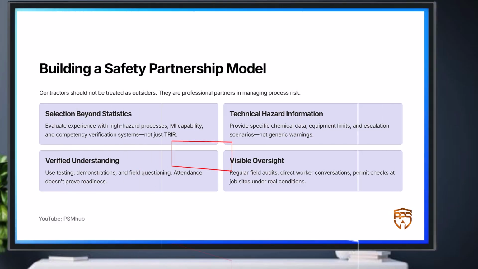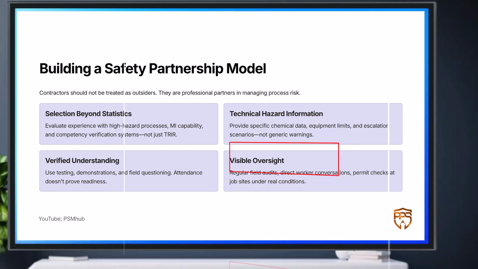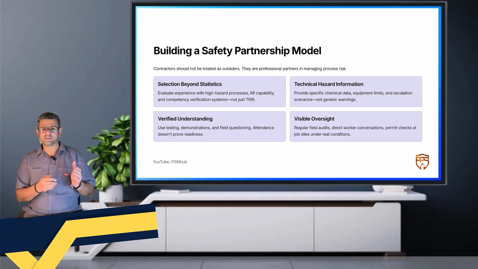Oversight must also be visible and continuous. Contractor safety only works when safety specialists are active in the field. This means regular field audits, talking directly to workers, checking permits at the job site, and verifying that rules are followed under real working conditions. Safety programs don't succeed in a office. They succeed where the work is happening.